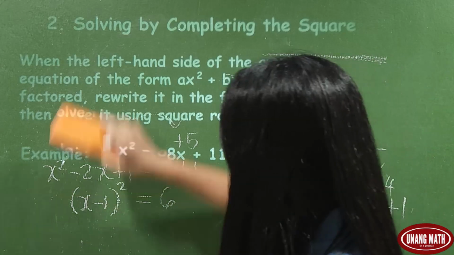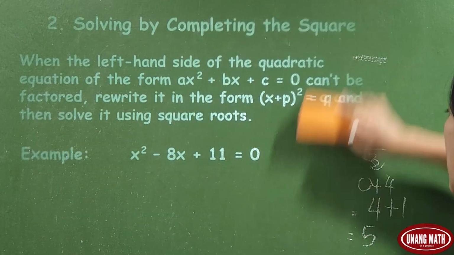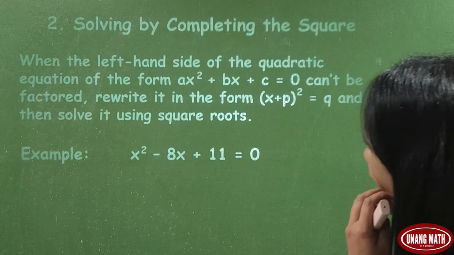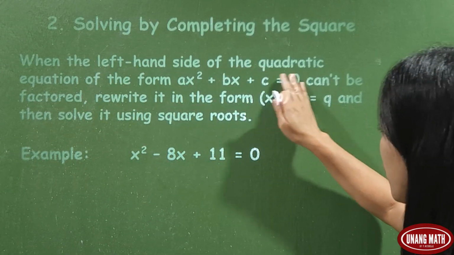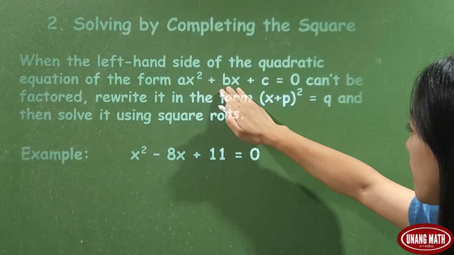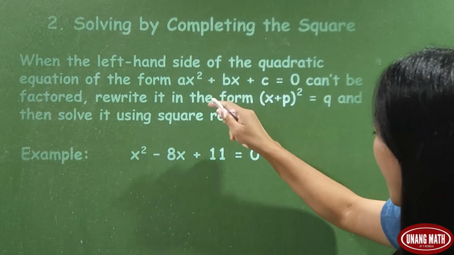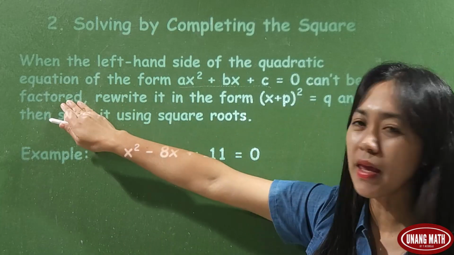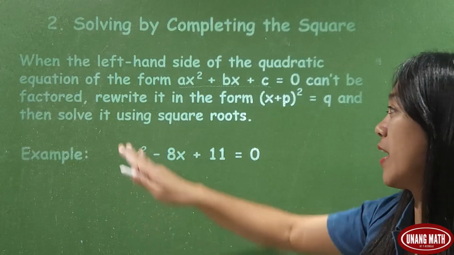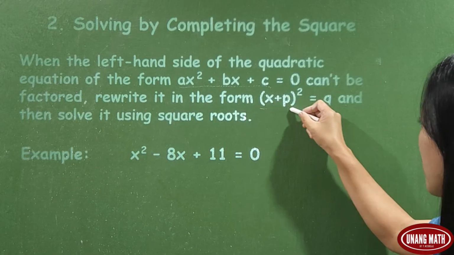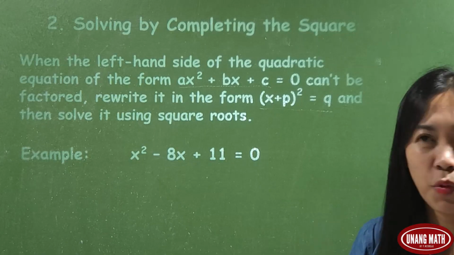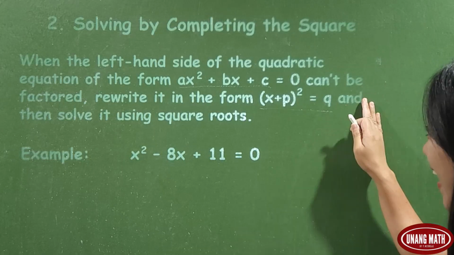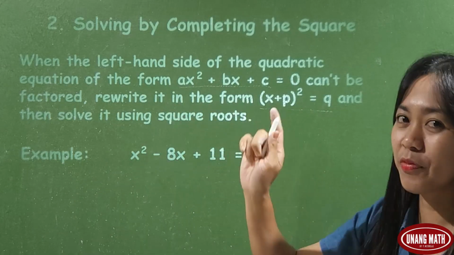Okay, now, how are we going then to solve quadratic equations by completing the square? Okay, when the left-hand side of the quadratic equation of the form ax squared plus bx plus c is equal to 0, left-hand side meaning this expression, when this expression can't be factored, what we need to do is rewrite in the form (x plus p) squared is equal to q. In other words, we will use completing the square. And then, we will solve using square roots.